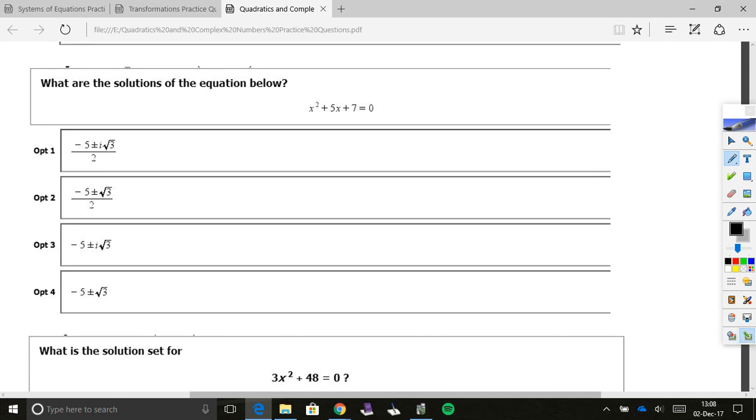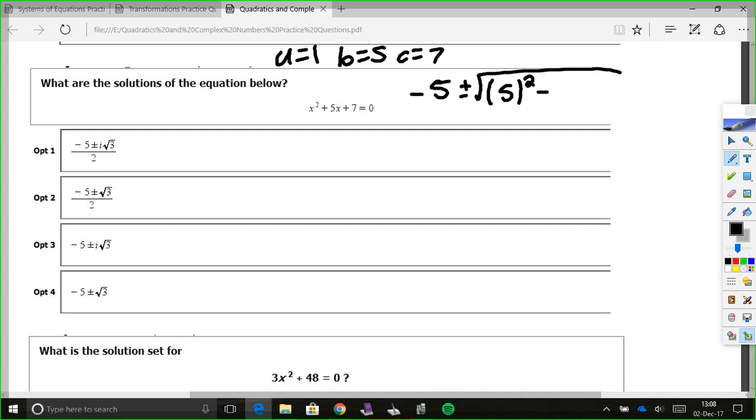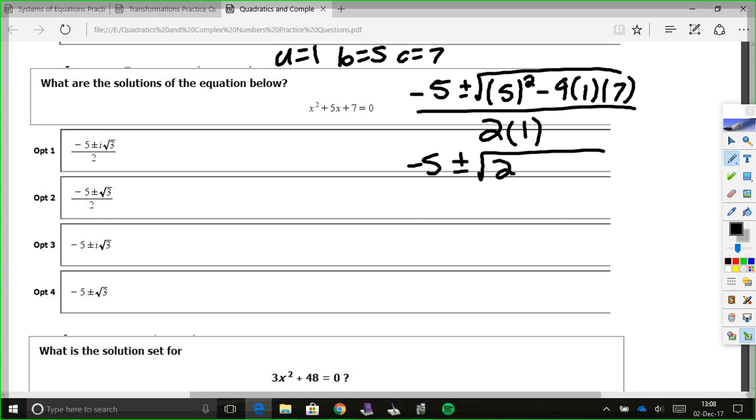Alright, quadratic formula once again. Let's try to make this kind of fast. A is equal to 1, B is equal to 5, and C is equal to 7. So we have negative 5 plus minus the square root of 5 squared minus 4 times 1 times 7, all divided by 2 times 1. So this will be negative 5 plus minus the square root of 25. It's 4 times 1 times 7, 28, so it would be minus 28 over 2 times 1, which is 2. Now 25 minus 28 is negative 3.